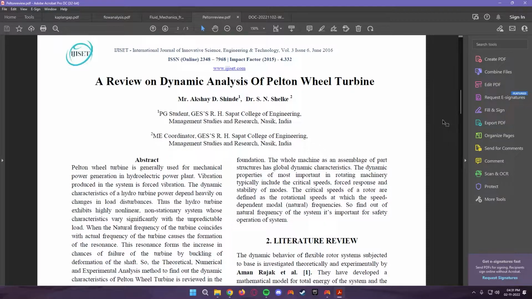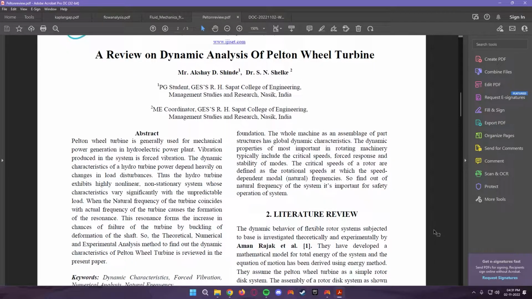Abstract. Pelton wheel turbine is generally used for mechanical power generation in a hydraulic power plant. Vibration produced in the system is forced vibration, the dynamic characteristic of a hydro turbine power plant. Power depends heavily on changes in load distribution. Thus, the hydro turbine exhibits a highly nonlinear, non-stationary system whose characteristic frequency coincides with the actual frequency of the turbine, causing the formation of resonances. These resonances increase the chances of turbine failure and buckling or deformation of the shaft.